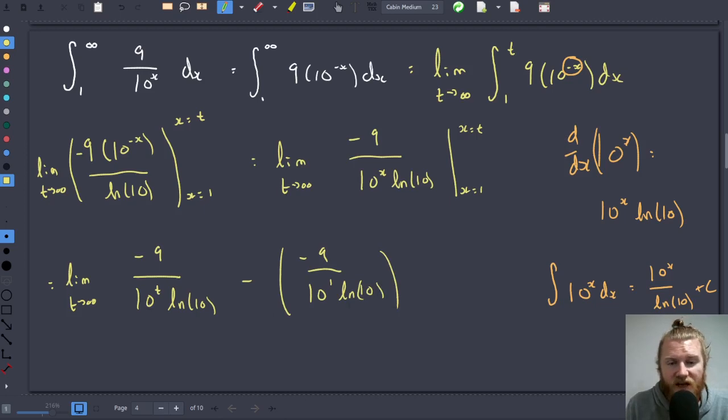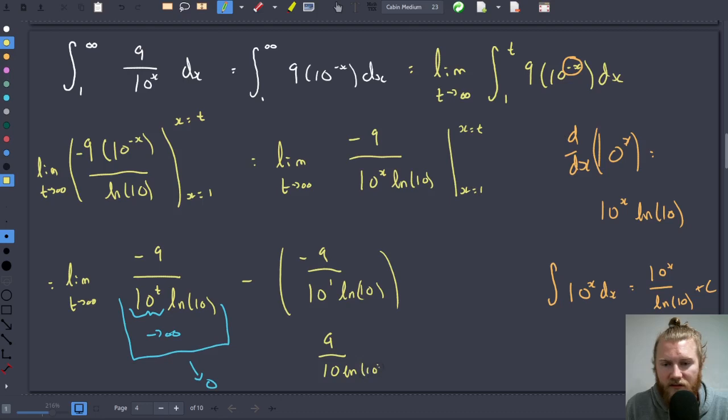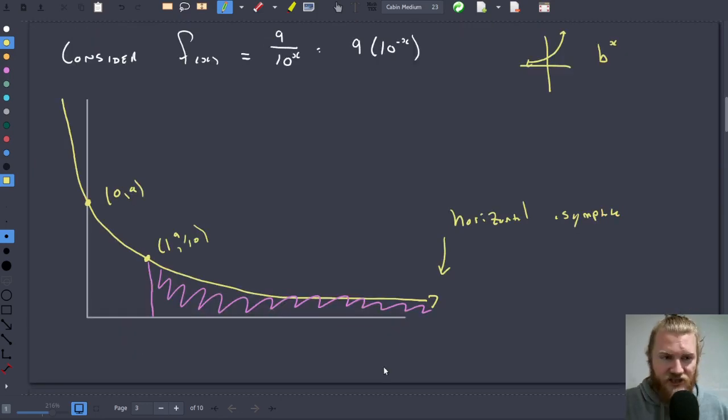Cool. What you're going to notice is that when t goes off to infinity, this part here is going to go to infinity. And that means we're going to be dividing by infinity. And so that means this whole thing is going to go to 0. So we are left with positive 9 over 10 natural log 10. And that's what this shaded in area converges to.